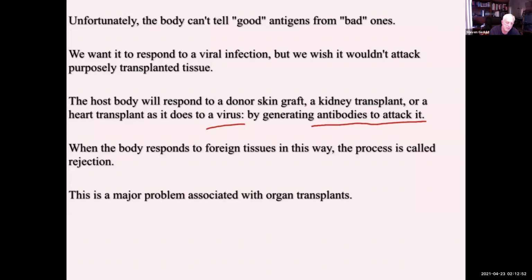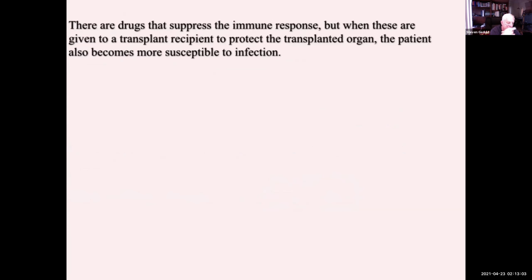Okay, a major problem associated with organ transplants. You have to give them certain drugs to knock down their immune system, so they don't respond and reject what you just put in them. Okay, immunosuppressant drugs. That's what they're called. I couldn't think of the name of it. Okay, you give them the immunosuppressant drugs.